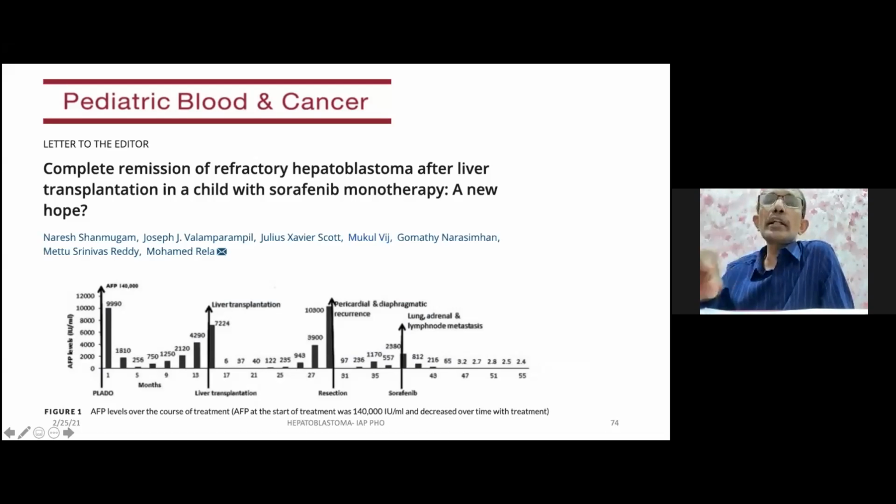But with that article, many phone calls have come to me. Have you tried sorafenib after that? Because we tried sorafenib, we didn't get much of a response.